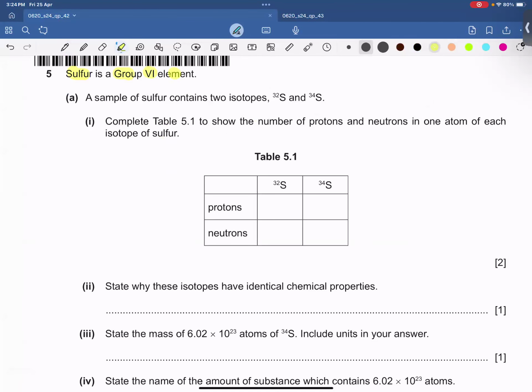Sulfur is a group 6 element. A sample of sulfur contains two isotopes, S32 and S34. Complete table 5.1 to show the number of protons and neutrons in one atom of each isotope of sulfur. Sulfur has an atomic number of 16. So both the sulfur atoms have an atomic number of 16, which means both of them have 16 protons. In order to calculate neutrons, I'll subtract 32 minus 16, so you will get 16 here. 34 minus 16 becomes 18.